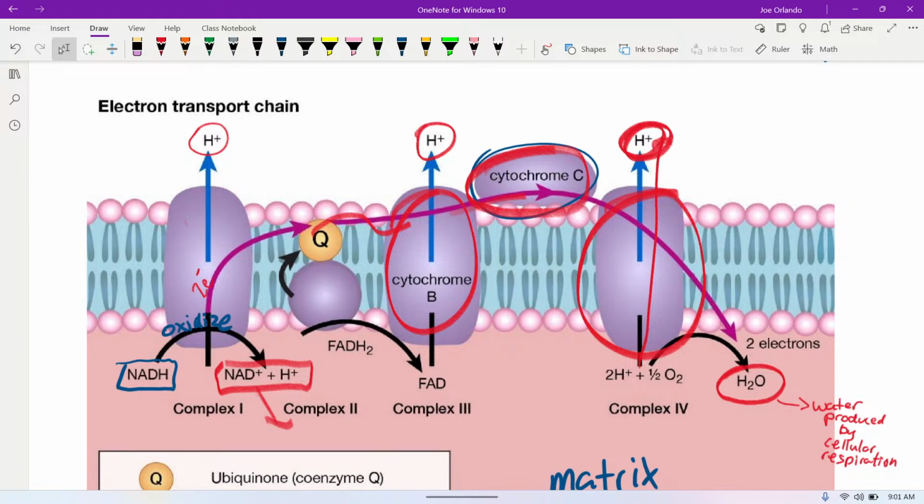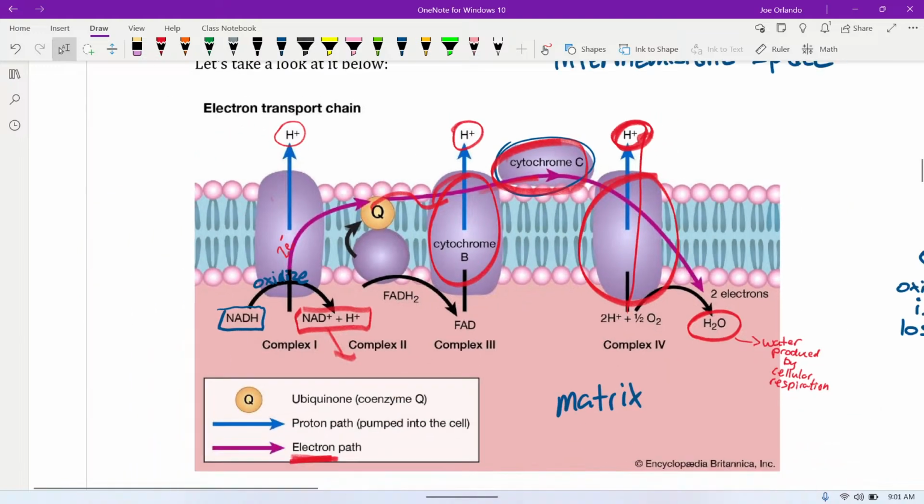And what's the outside of the membrane? +3. That's a net shift of 8. Does that make sense? We're making a big difference every time we oxidize an NADH. That might be worth writing down just really quickly.